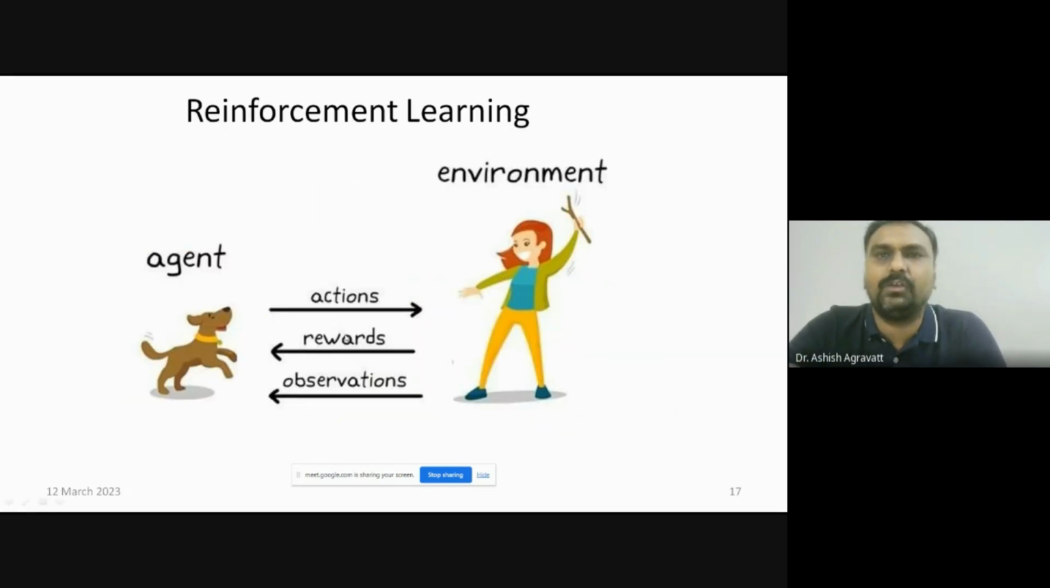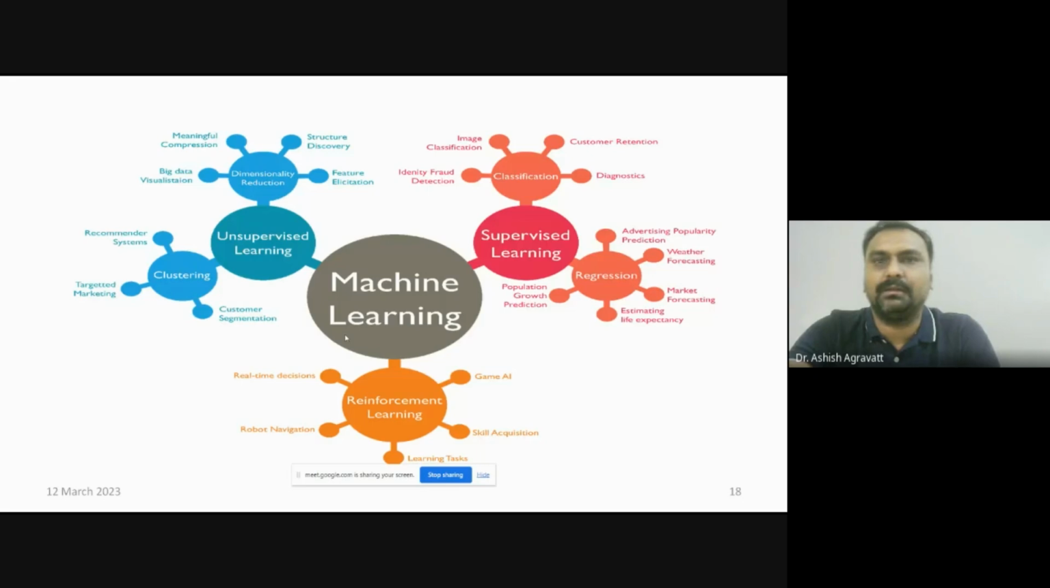While the third category of machine learning is reinforcement learning, that is based on actions, rewards, and observation, and the machine will automatically learn. Okay, so like playing games, when we lose and again we play the game, we are getting better. Like that, that is called reinforcement learning.